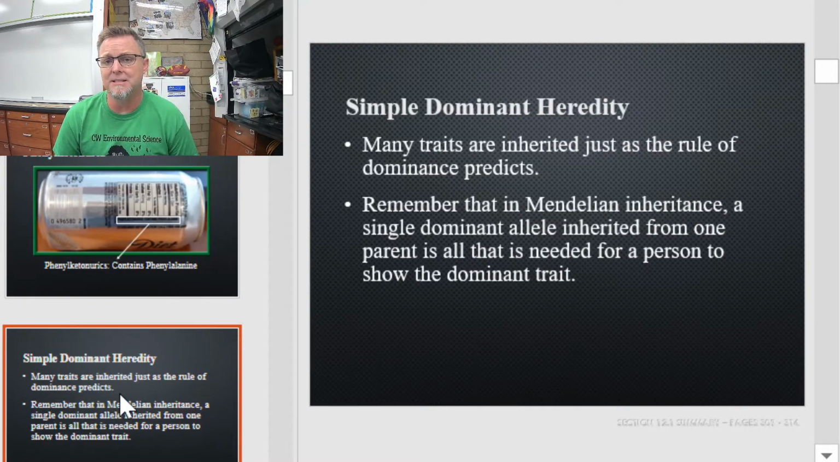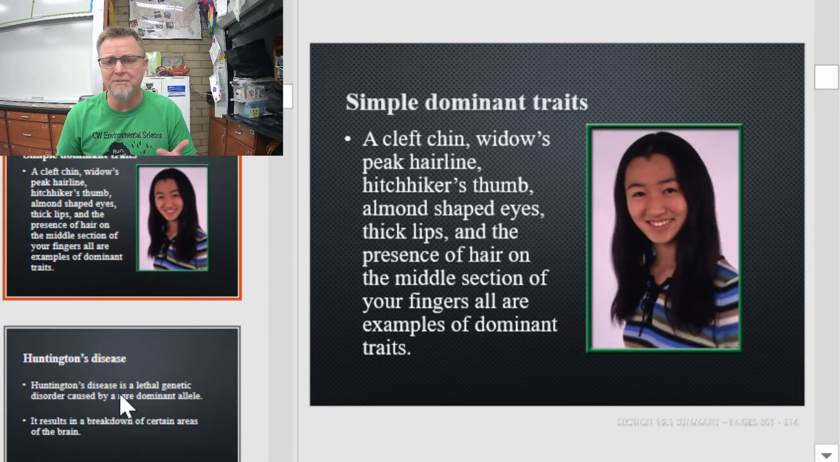If they're heterozygous for that dominant gene, then there's a 75% chance that their offspring are going to get it. Remember your Punnett squares from Mendelian inheritance. Okay, so some of the dominant traits that we're going to look at here aren't really genetic disorders, but instead fairly common and normal things. Like this young lady here who is exhibiting some dominant human traits like a widow's peak, right? So cleft chin, widow's peak hairline, hitchhiker's thumb, almond-shaped eyes, thick lips, the presence of hair in the midsection of your fingers. These are all considered dominant traits.